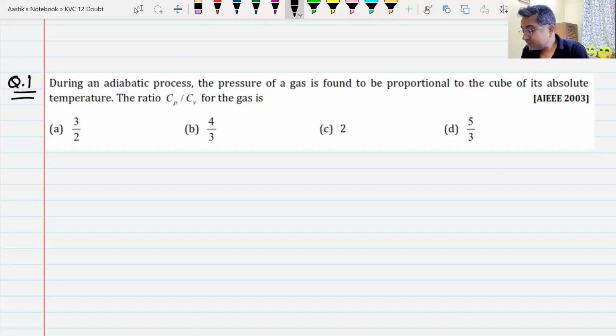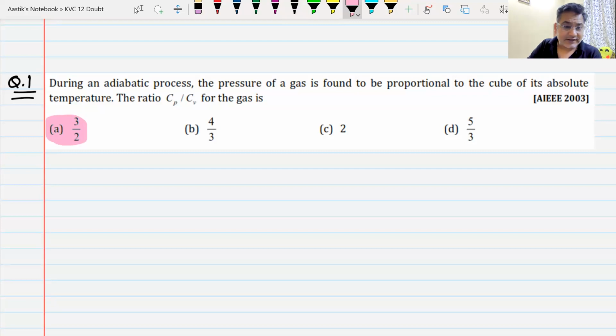Option A, sir. Option A, that is also correct. That is correct, in fact. I was saying that was wrong, but that is correct. 3/2 is the answer. How did you get it? Yes or no? How did you get it?